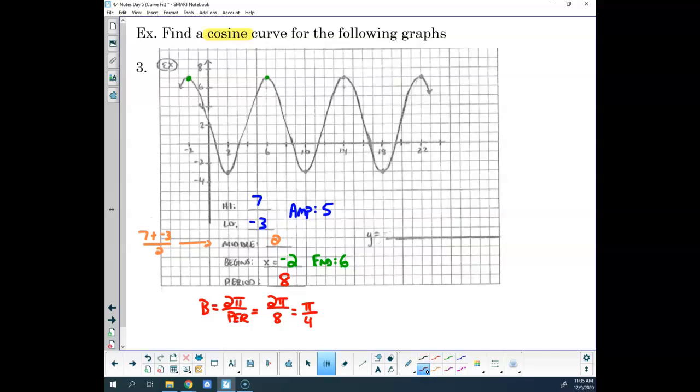So one function could be y equals, my A value was 5, cosine of pi over 4, x minus negative 2, plus 2. Yes? That's one of them. Another one?